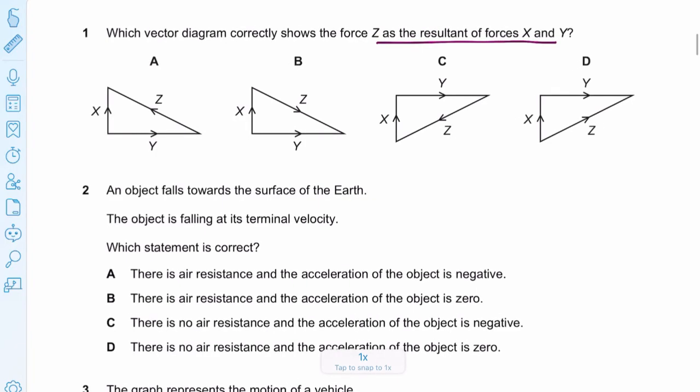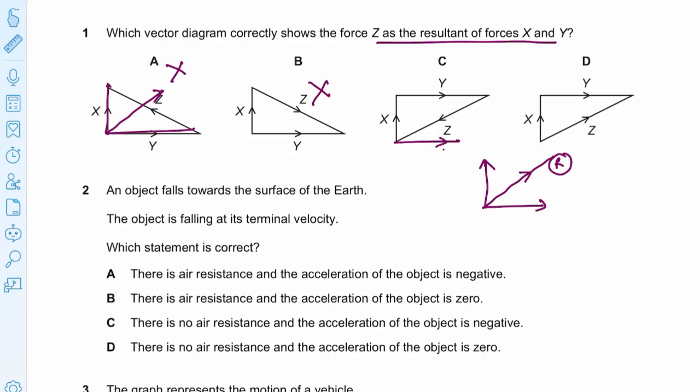Remember, if we have a force in the x direction and a force in the y direction like this, the resultant force will be in this direction. Do you understand clearly? So this is the x direction, this is the y direction, so the resultant force should be in this direction. So this is not the option. This is also not the option, and this is also not the option. You can see here, this is in the y direction, right? And the force should be in this direction, so this is not an option.